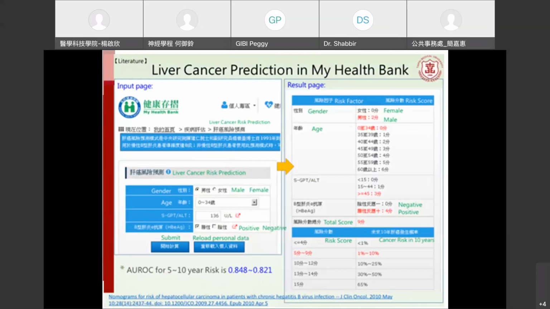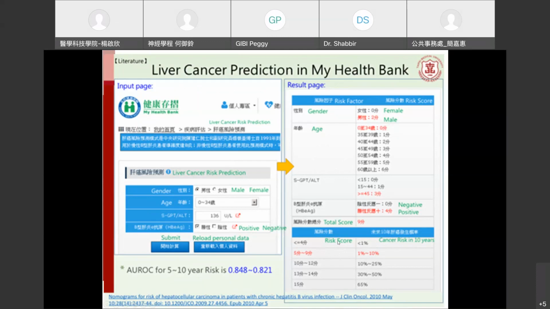Actually, this is from my own web page, where I predict my own liver cancer risk. If I give my age, my gender, and my GPT values, all those things, then it says, okay, the AUROC for the next 5 to 10 years is like 82 to 84%. So I have less than 1% risk in the next 10 years.